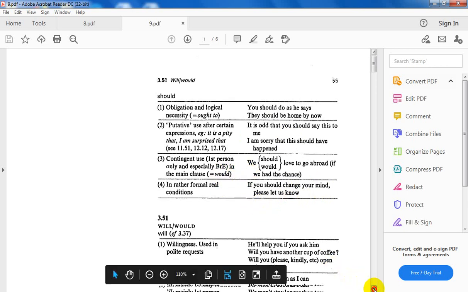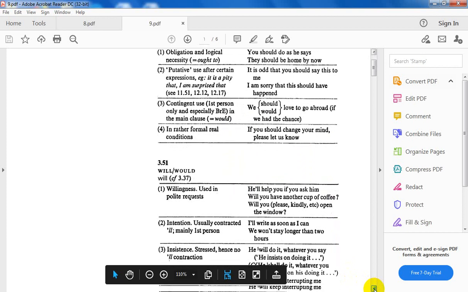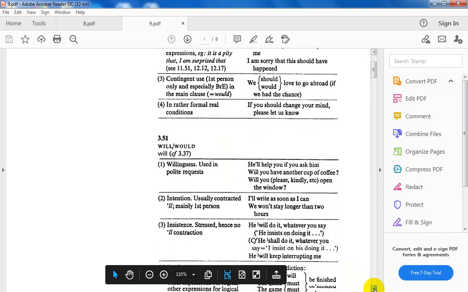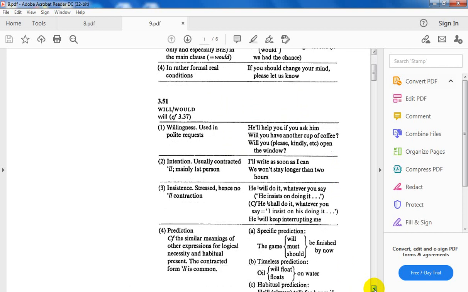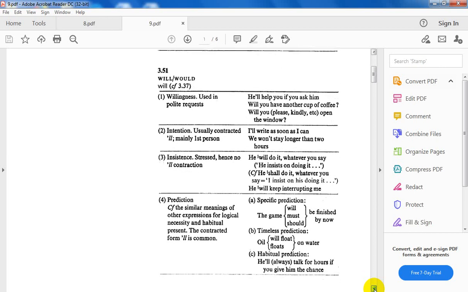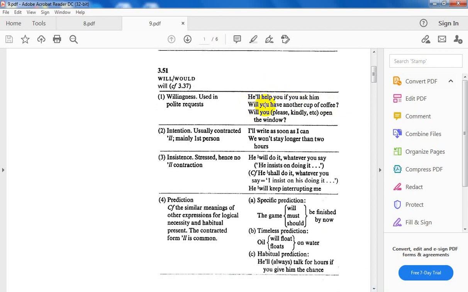The fourth pair, which is will. The volitional meaning. The first one is willingness, used in polite requests. For example, he will help you if you ask him. It means he is willing, or he has the willingness, to help you.